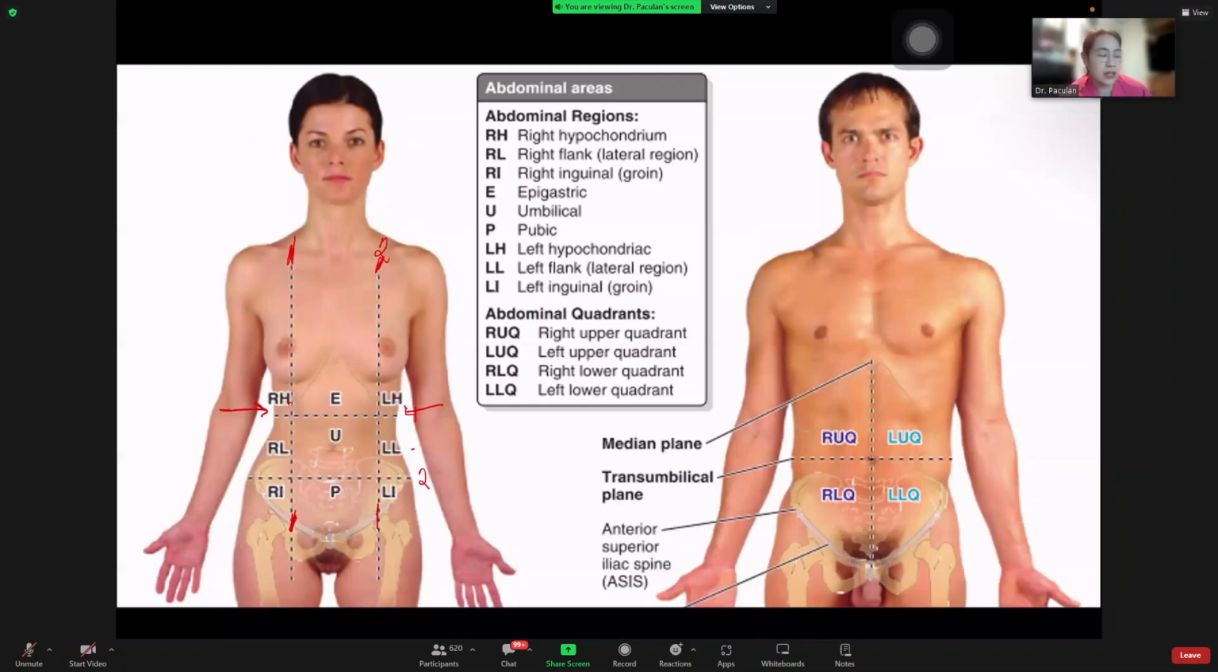There's another way of identifying the regions of the abdomen, but that's on the next slide. But let's look here on the right side of the image. You have your quadrants, your abdominal quadrants, which are most commonly used in describing location in the abdomen.